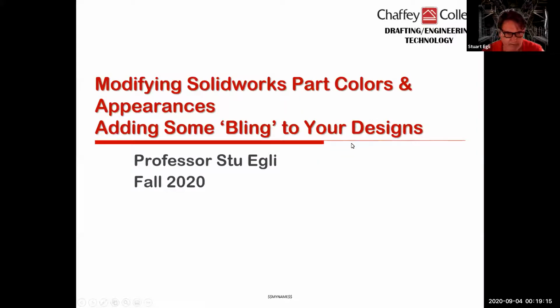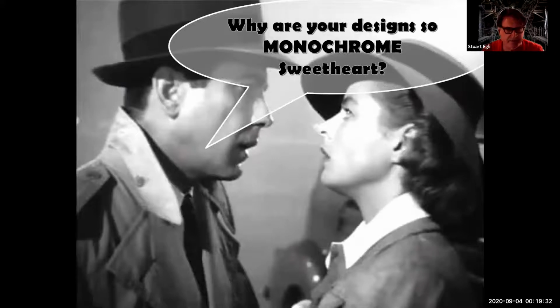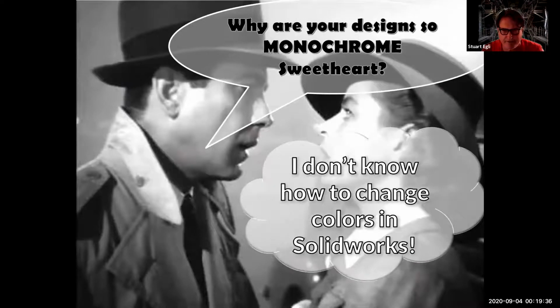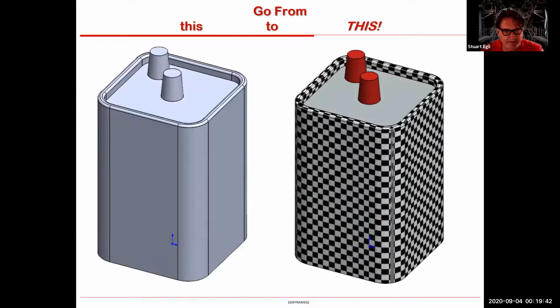Okay, this is a quick demonstration of how to change colors in SolidWorks. You may wonder why. In the tutorials in the book, he doesn't ever have you change the colors, and so your flashlight is all gray, and it looks really boring. So, it kind of came to mind: our design's so monochrome, well, maybe you don't know how to change the colors. So, I'm going to take that boring thing and make it look like that.